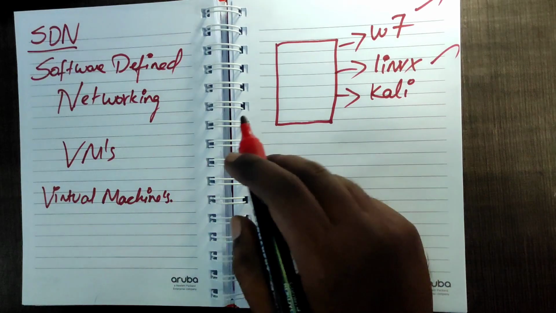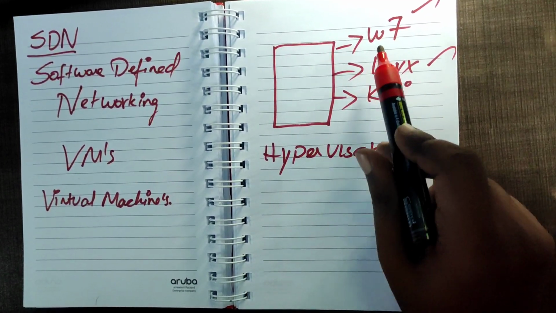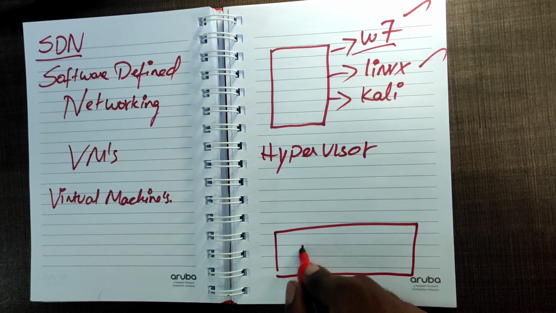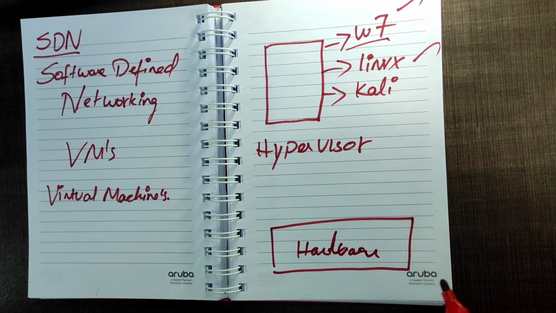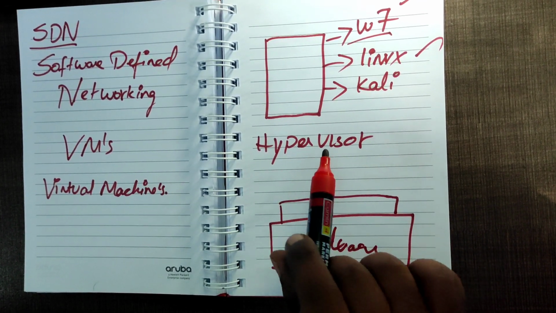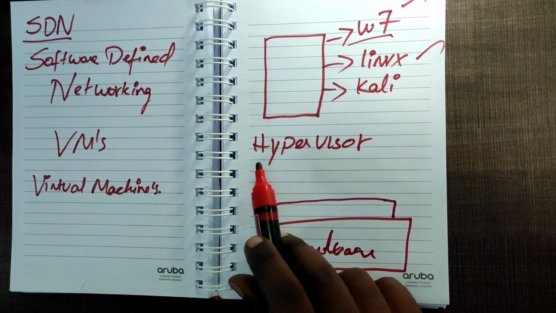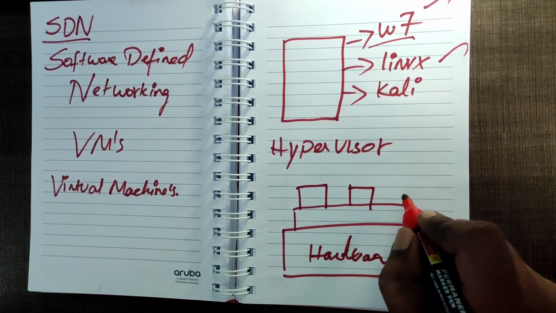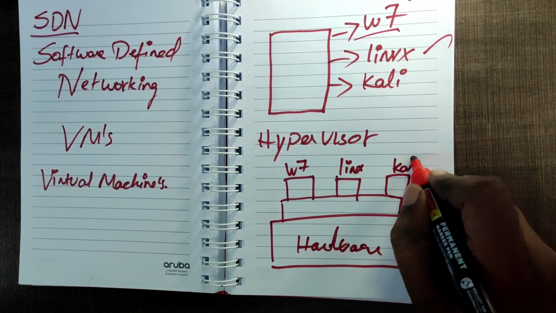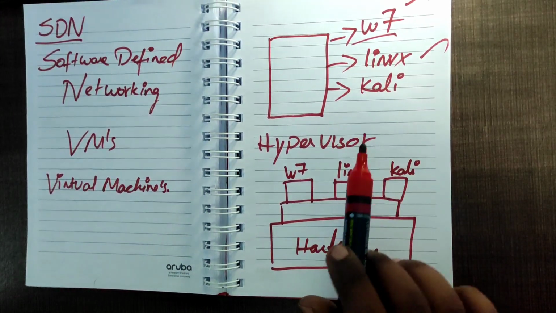So there comes an operating system called a hypervisor. Instead of installing an operating system directly on the hardware, let's say this is our hardware. On top of the hardware, we will install the hypervisor. If you ask me what is meant by hypervisor, this is nothing but a server operating system. On top of the hypervisor, we will install the operating systems. Let's say this is our Windows 7, this is our Linux machine, and this is our Kali Linux. The main aim of using the hypervisor is to run the normal operating systems on top of it.